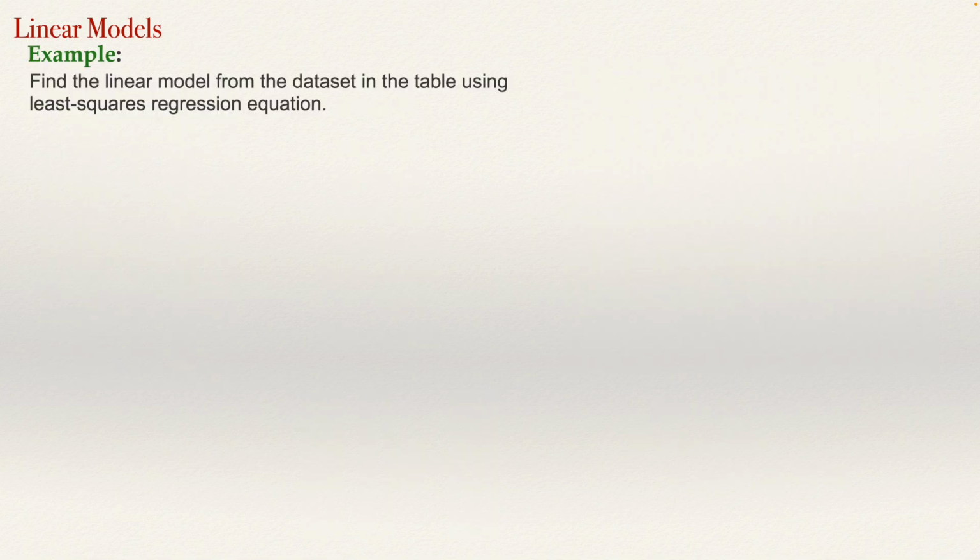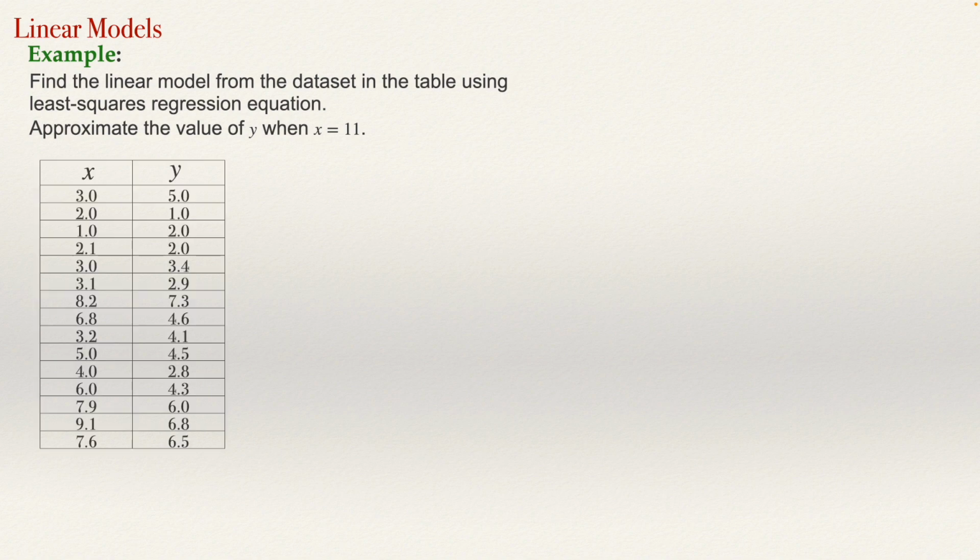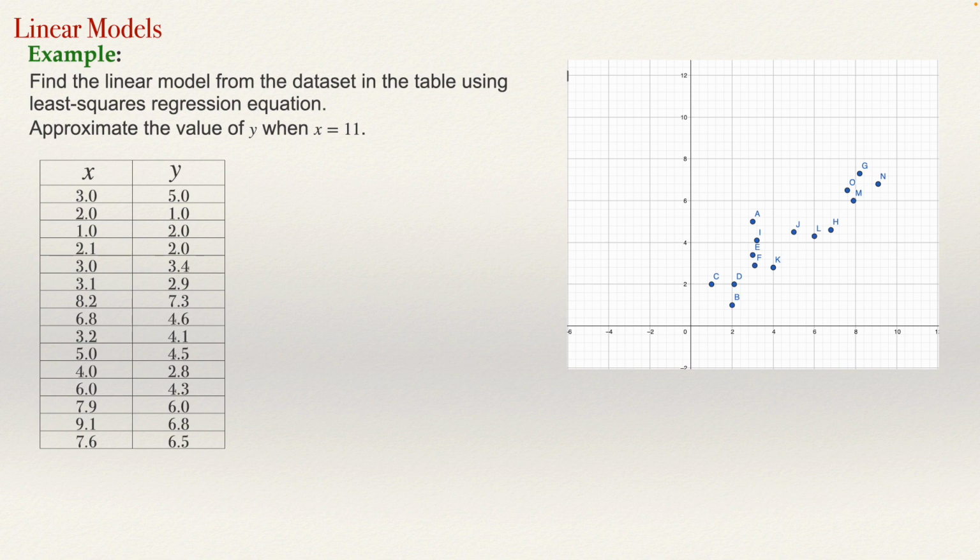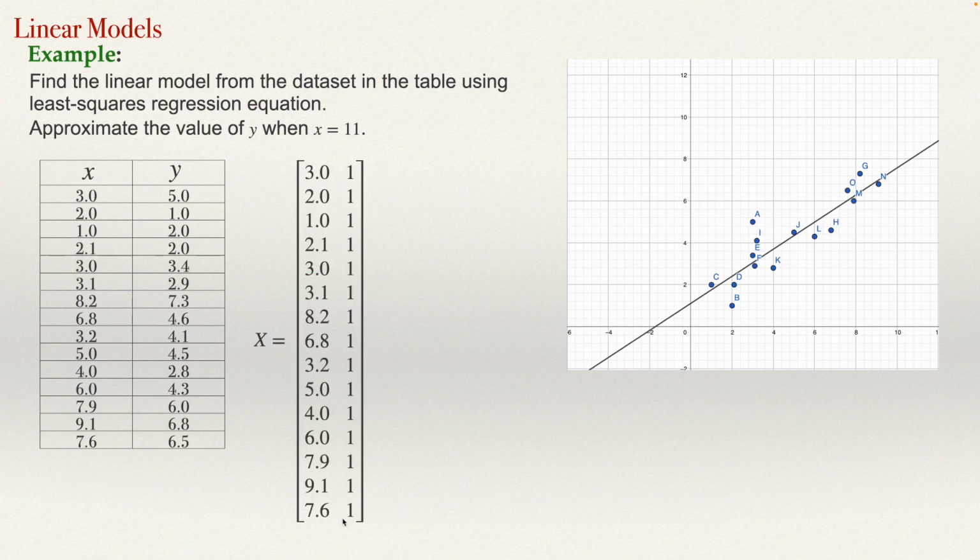As an example, let's find the least square regression equation that we saw in the previous slide, and then approximate the value of y when x equals 11. We have the values of x and y, and we can make a scatter diagram of these values. What we are going to do is find the least square regression line. For that, we're going to have a matrix X with a column with all the values of x and a second column with only ones.